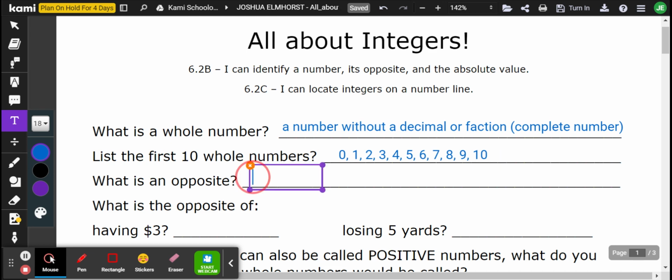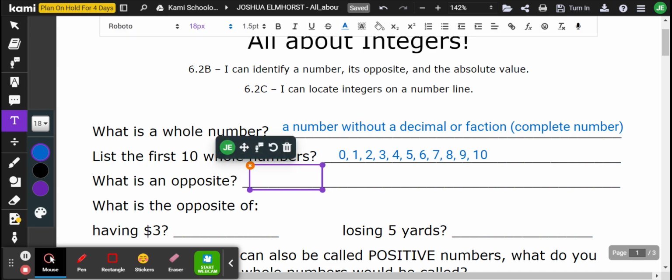So if we take a look at opposites, for example, what's the opposite of up? Down. What's the opposite of left? Right. So the opposite of something is on the other side. Another word you could say is the reverse of something or the inverse of something.